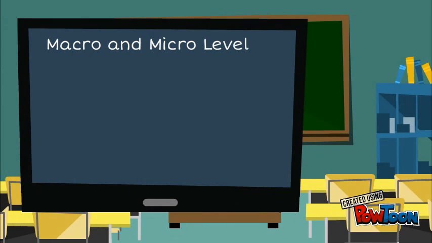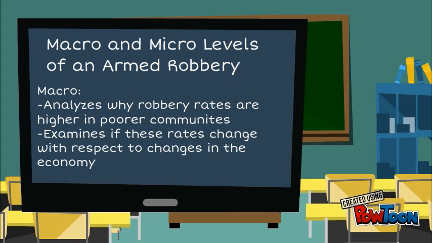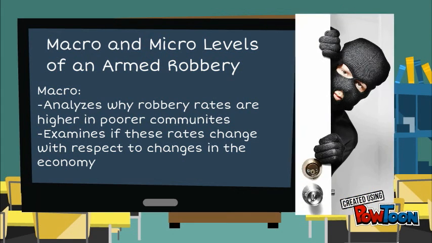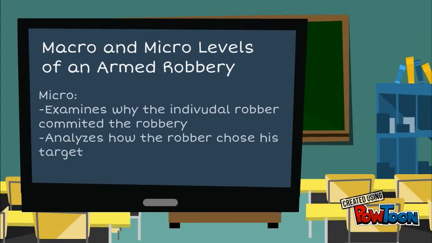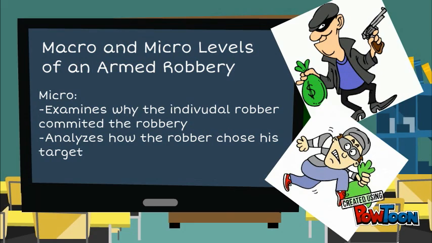Another example would be the analysis of armed robberies. At a macro level, a researcher would analyze why robbery rates are higher in poorer communities and if these rates change with respect to the changes in the economy. At the micro level, the researcher would examine things such as why the individual robber committed the robbery and how the robber chose his targets.